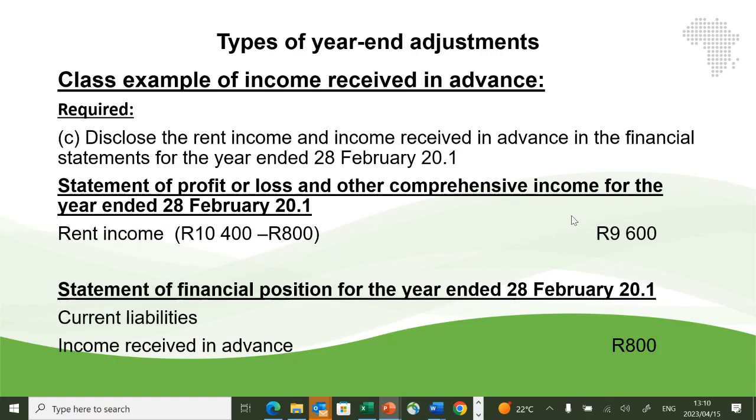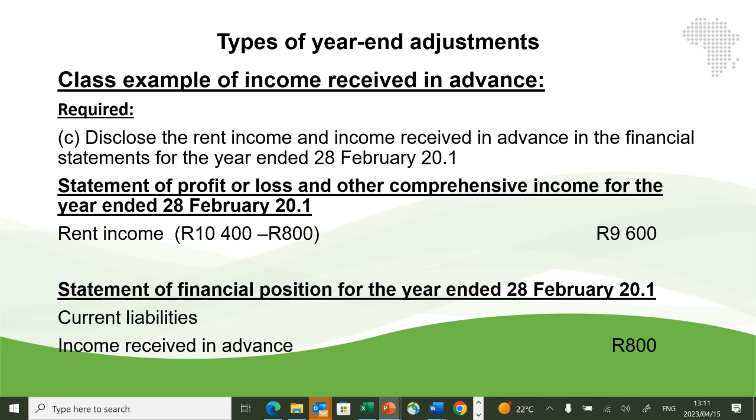This is where we are. This 9,600. Then what happens with your statement of financial position for the year end at 28 February 20.1? We said income received in advance, it's a liability. So we're going to show it as part of your current liabilities. We show it separately as income received in advance. How much is it? It is 800. This is the 800 that belongs to the next financial period.